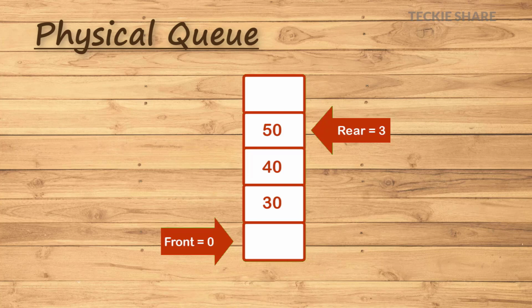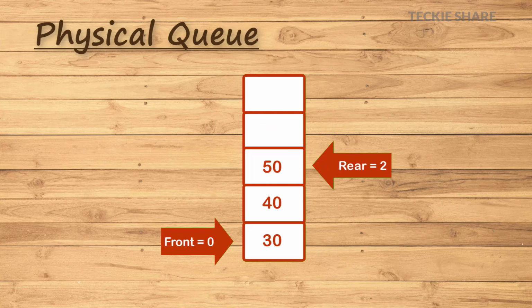Suppose I remove the value 20, then 30 will be in the front position, 40 will be in the 30th position and 50 will be in the 40th position. Afterwards, the rear item will be decreased by 1. In that case, I can utilize those empty spaces. Suppose after dequeuing the data, I can insert data again into my physical queue. But in a traditional queue, I can't. This is the major difference between the traditional queue and the physical queue. So I have explained the physical queue in this tutorial.